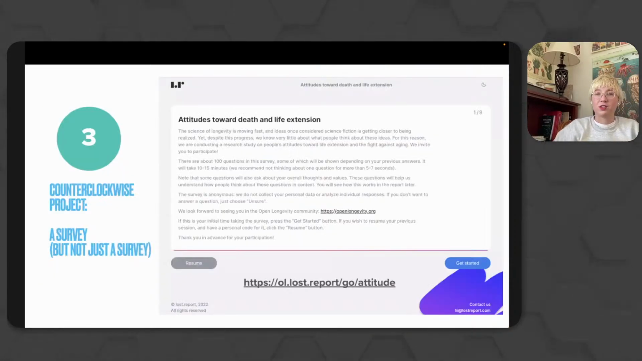And the third thing is the research. The research that we are very proud of. Last Report has been our great partner in this research. So we call this project the Counterclockwise project. I will explain right now why counterclock. This is a survey. This is a survey about your attitudes towards death and life. But it's not only a survey and not only about these questions.